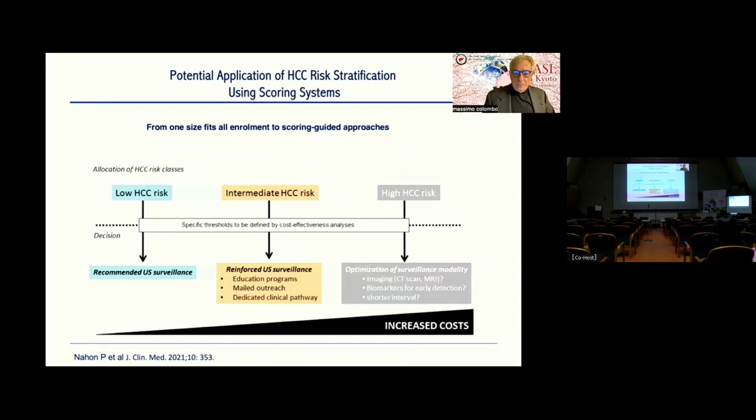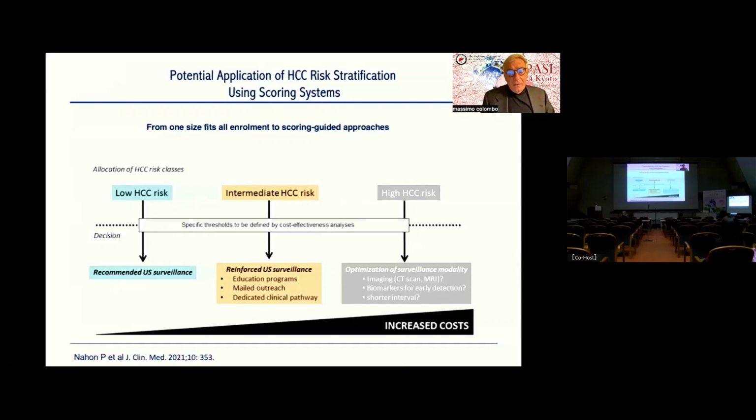population, and high-risk population, the low-risk people should undergo the classical recommended US surveillance every 6 months, whereas the high-risk population would deserve better optimized surveillance modalities that include the use of CT scan and MRI as a screening test instead of US, and the use of biomarkers for early detection. The use of shorter intervals is highly debated because many experts feel that the risk of developing cancer does not correlate with the rate of tumor growth.